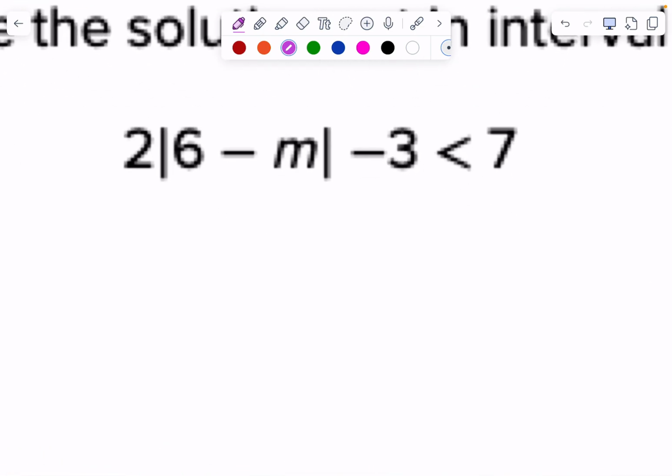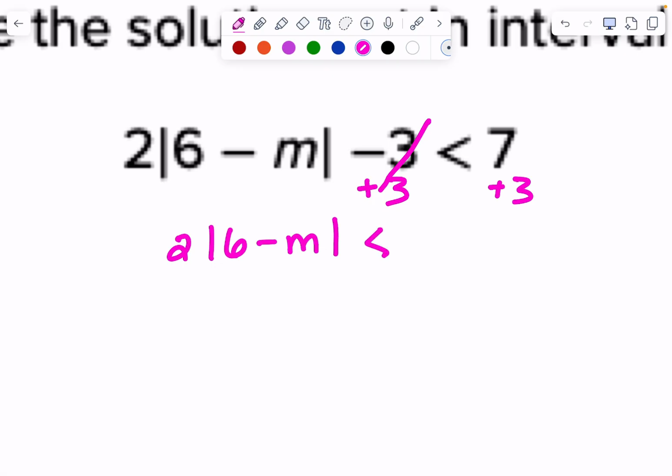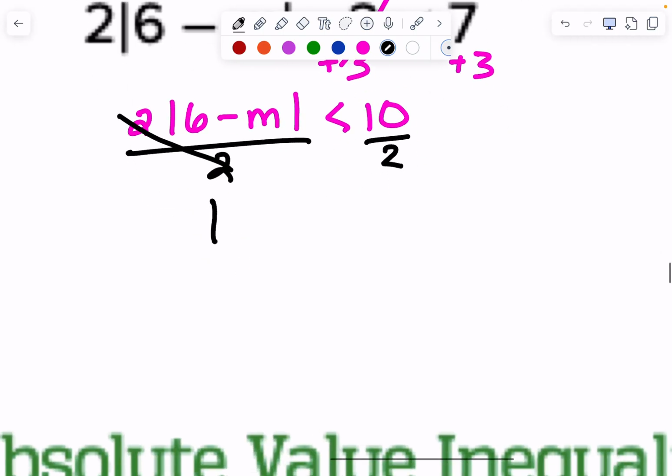We're starting with this guy, and we've got to do some things before we can even start our cases, right? What do we got to do first? Add the 3 and divide by 2. Yeah, we got to get rid of the 3 and the 2. So I'm going to add the 3. Okay. 2 absolute value, 6 minus m, close absolute value is less than 10. And then I'm going to divide by 2. Okay, I got to isolate the absolute value first. Is less than 5. There we go. Got it?